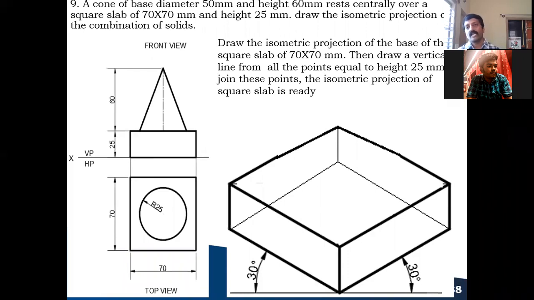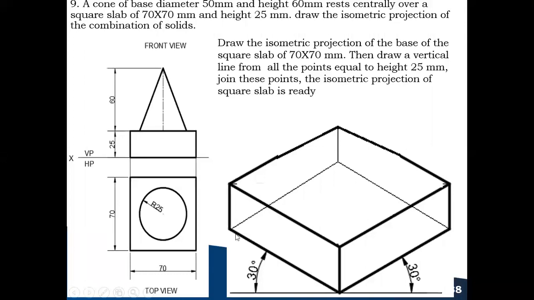So the base solid is a square slab which has 70 by 70 base side, and the height is 25 millimeter. You know how to draw the square slab; we have discussed the rectangle, square slab in many examples. You draw a horizontal line, take any one point, draw the 30-degree line on either side. The base side of the square slab is given as 70 millimeter. You take isometric 70 millimeter and cut on either side of the 30-degree line like this, here and here.